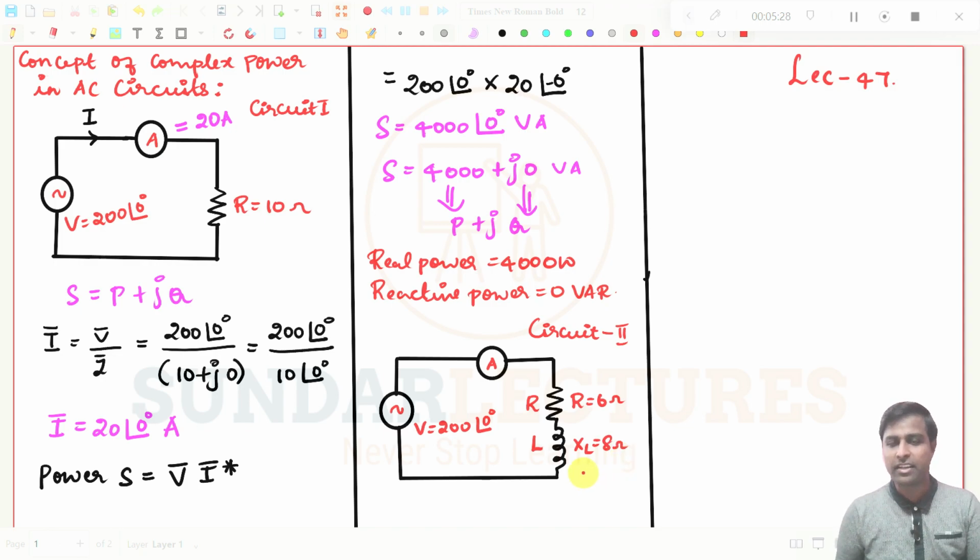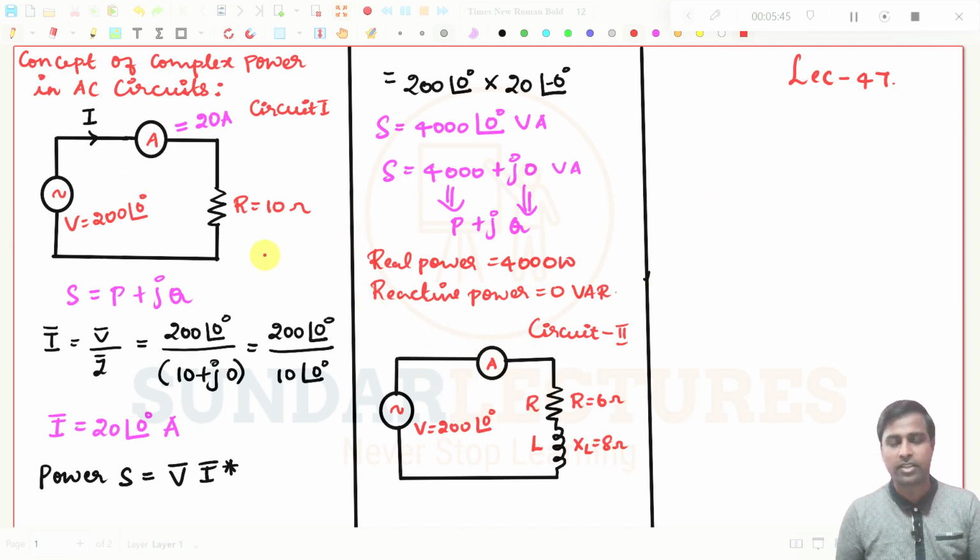I have written here directly the inductive reactance value, but if it is given in henry, then we need to convert that into inductive reactance. Anyhow, XL is equal to 8 ohms. So we try to get the same things here.